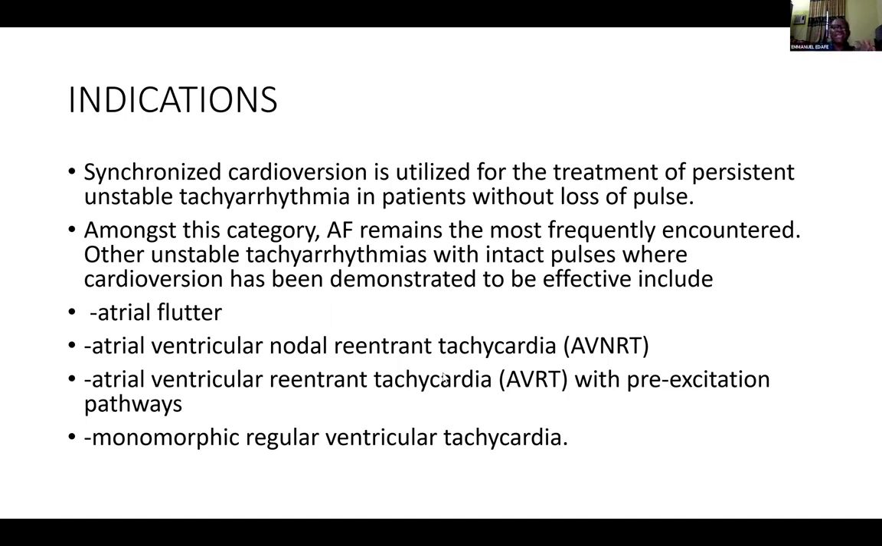Then if a patient has AF and or atrial flutter, or atrioventricular reentry tachycardia, or AV nodal reentry tachycardia with a pre-excitation pathway, or monomorphic regular tachycardia with a pulse, you also need to shock them if they are hemodynamically compromised, or you try chemical cardioversion, and if it did not work, then you have to try electrical cardioversion.